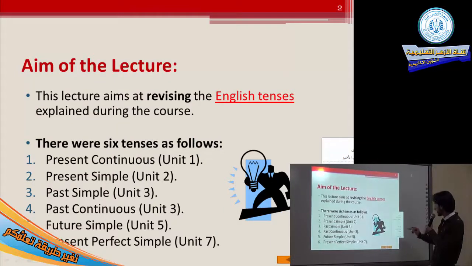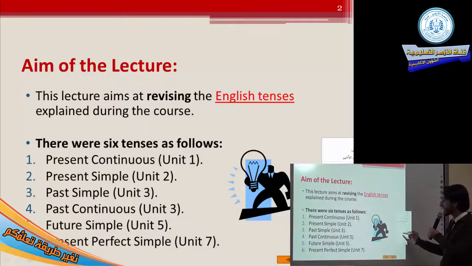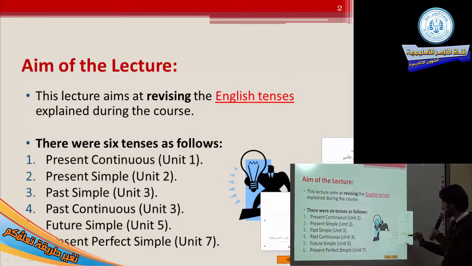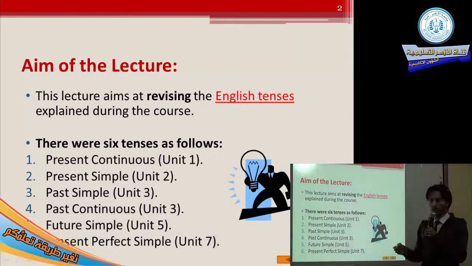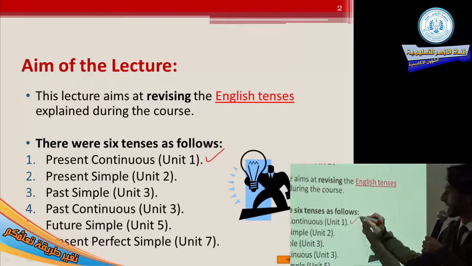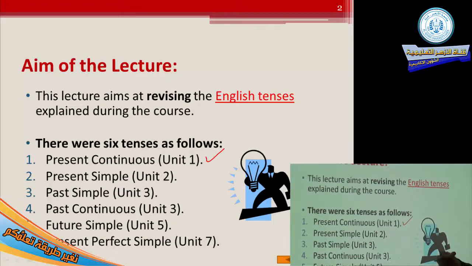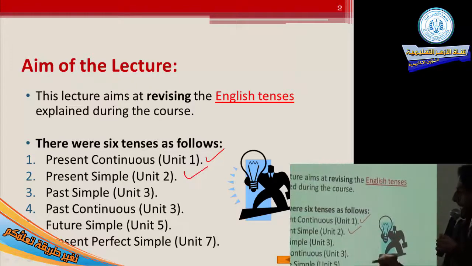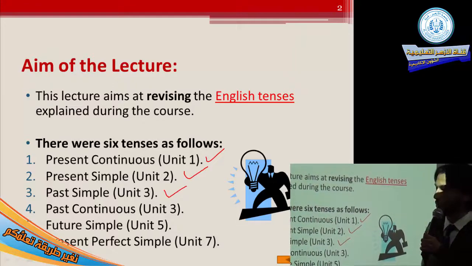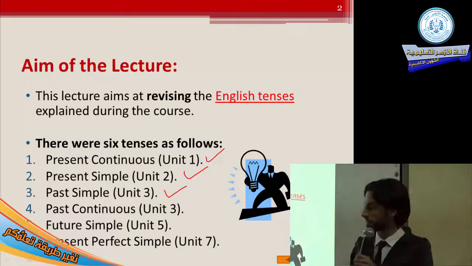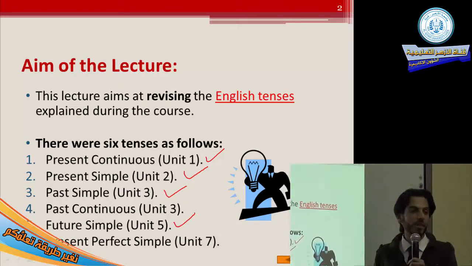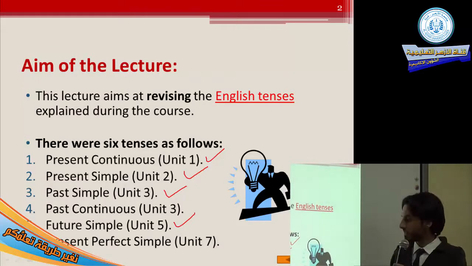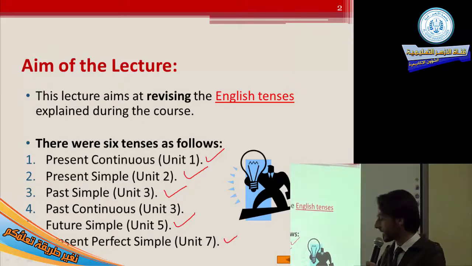And the tenses we studied are in this order. There were 6 tenses as follows. In Unit 1, we studied present continuous. In Unit 2, we studied present simple. And in Unit 3, there was past simple. Future simple was in Unit 5, and finally present perfect simple in Unit 7.